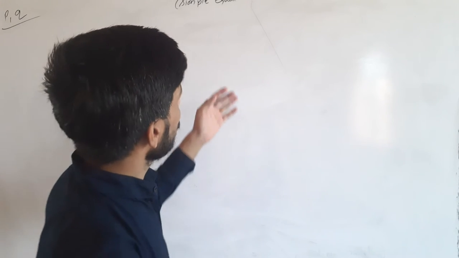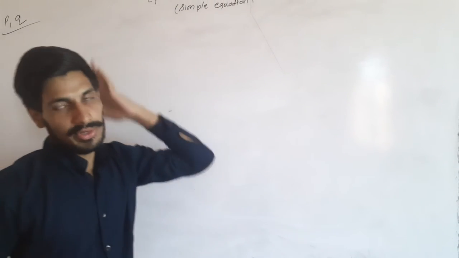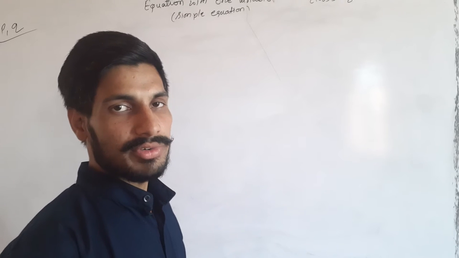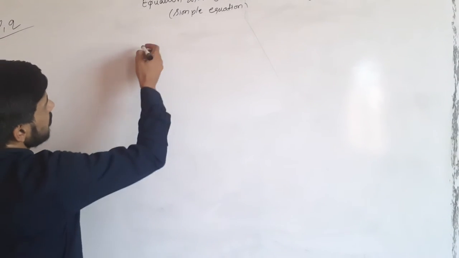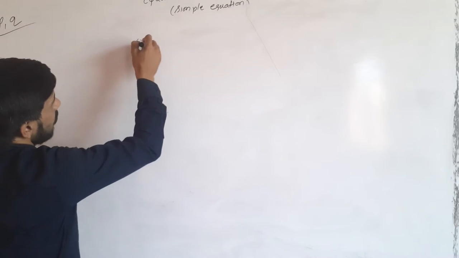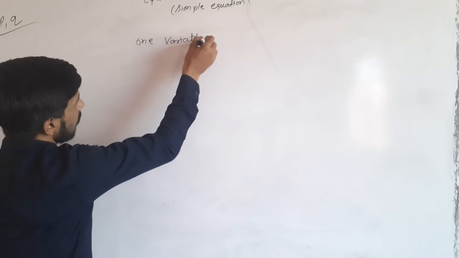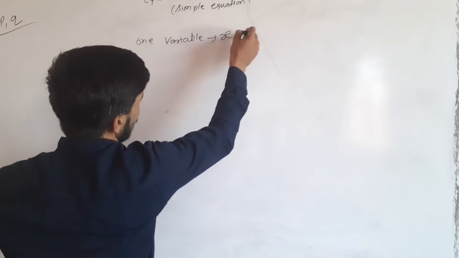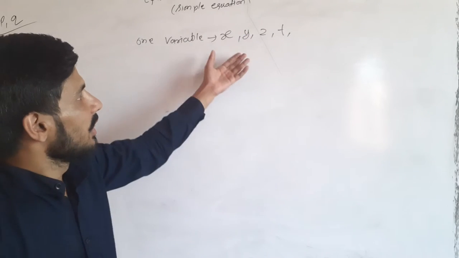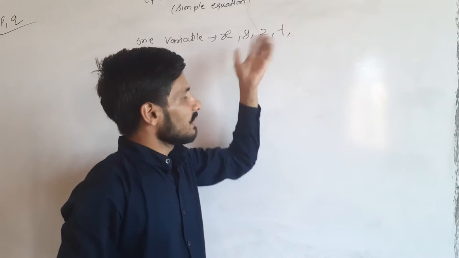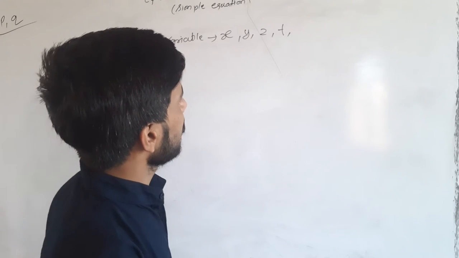We are going to study equations with one variable. We call it a simple equation. We also studied simple equations in 7th class, okay? So, we know there is one variable, called x, y, z, or anything alphabetical. It can be A, B, C, X, Y, Z, any one variable. And we have to find that in equations.